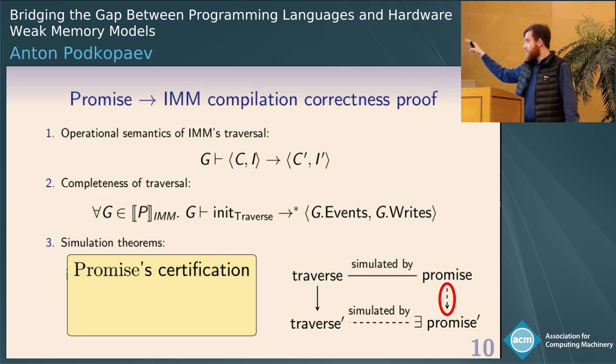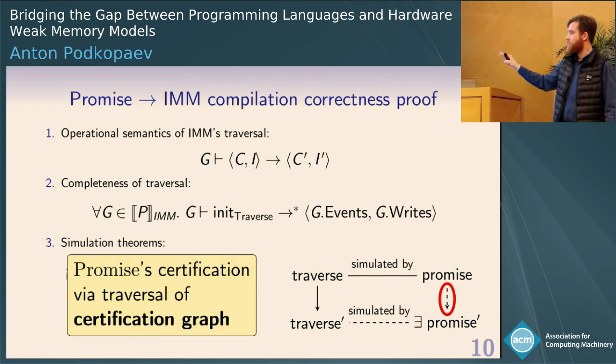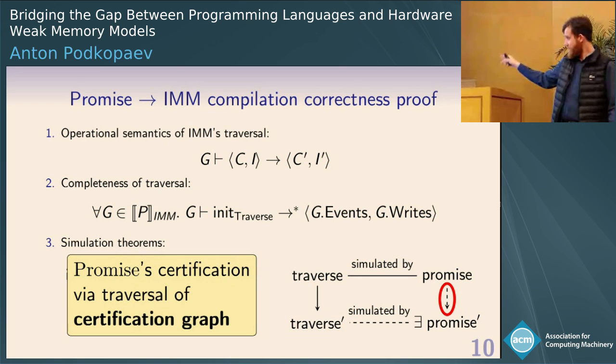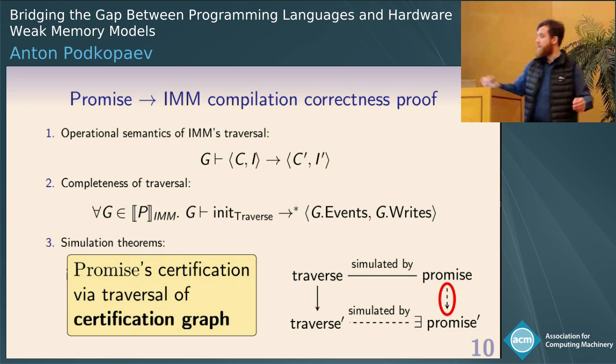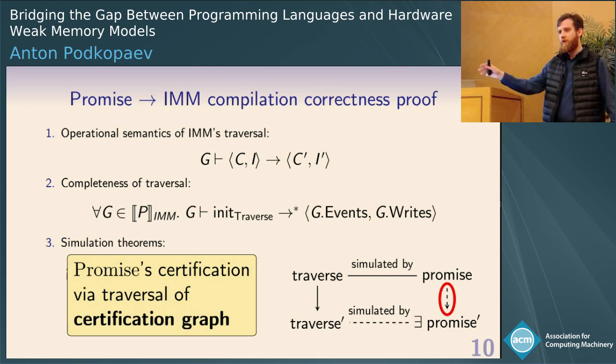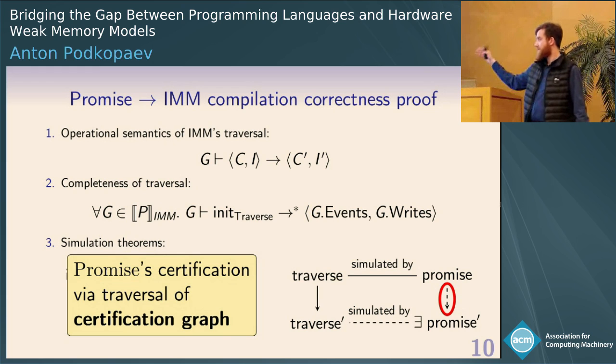I'm not going to say much about this problem here, but actually we use so-called certification graphs. So to do this step, at every step of simulation we construct a certification graph from the current traversal configuration and IMM execution, and then we do simulation of this traversal graph to get a certificate for promising semantics.